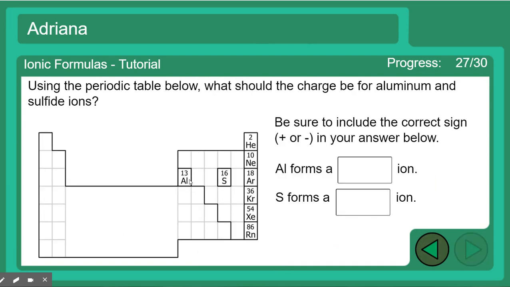Let's do another example. So here, aluminum, is it going to lose 3 electrons, 1, 2, 3, to become like neon? Or is it going to gain 5 electrons to become like argon? It's easier for aluminum to lose 3 electrons to become like neon. So we're going to say that aluminum is going to end up with a +3 charge on its ion. Meanwhile, sulfur is going to gain 2 electrons, right? It's way easier to get from 16 to 18 than it is to go from 16 to 10. So sulfur is going to gain 2 electrons to form a -2 ion.